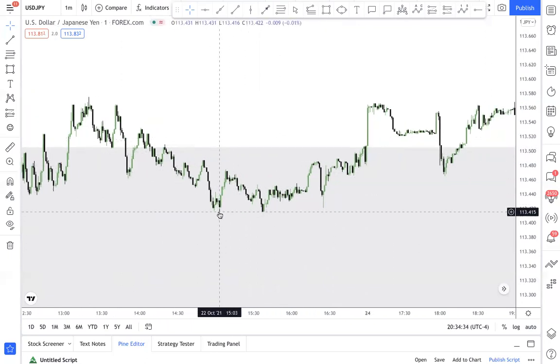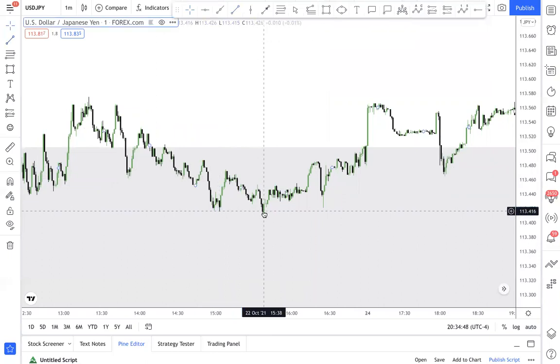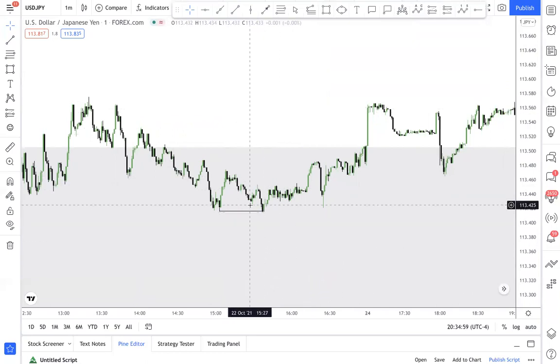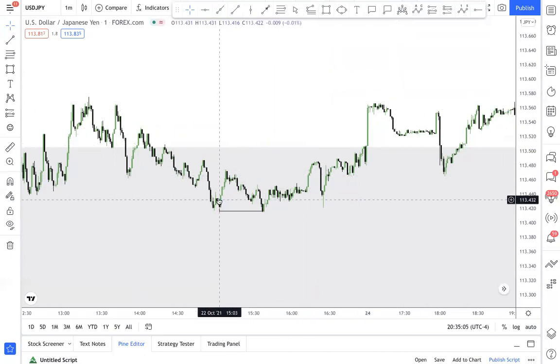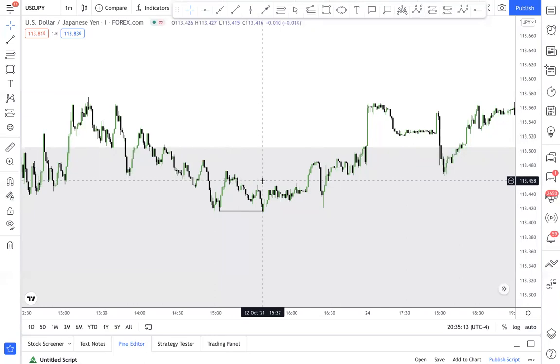Now here, and pay attention to this schematic, this is all just accumulation and manipulation. So we see we have this low that's purged. I don't know why that didn't draw. We have a low here that's taken out, just by a hair, but that's enough for the dealers to get their money, obviously, because look at the reaction. So you have this low on the 22nd around 15 o'clock here, and then it's taken at 15:30.